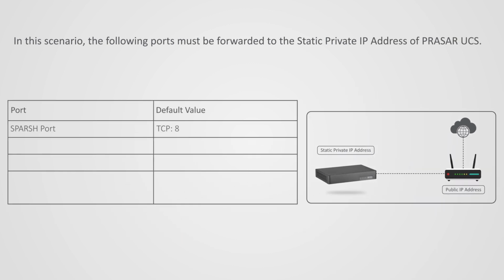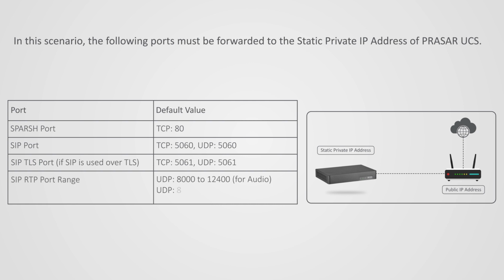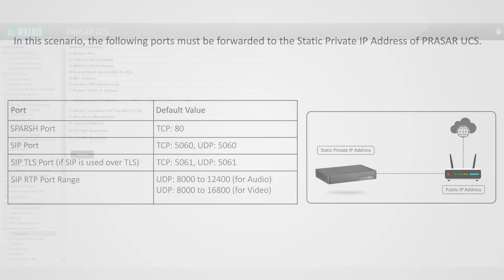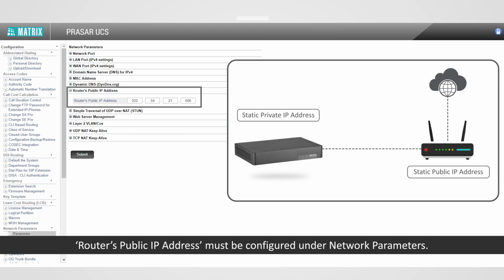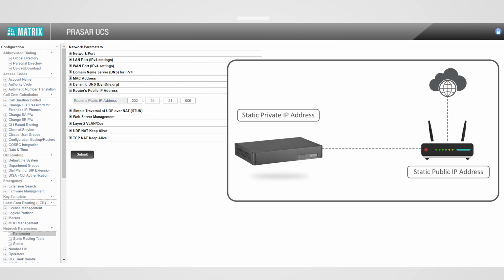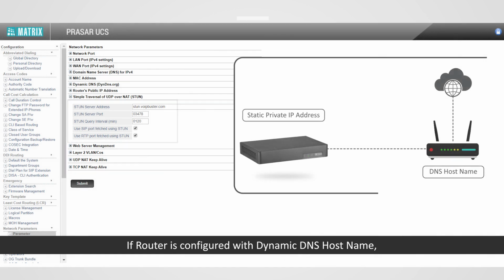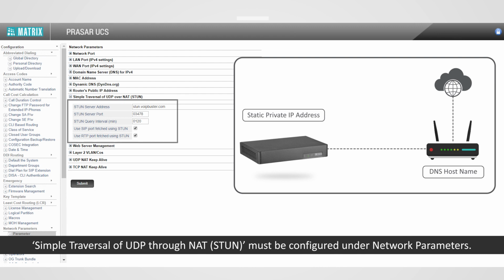SPERS port, SIP port, SIP TLS port if SIP is used over TLS, SIP RTP port range. If router is configured with static public IP address, router's public IP address must be configured under network parameters. If router is configured with dynamic DNS host name, simple traversal of UDP through NAT, that is STUN, must be configured under network parameters.